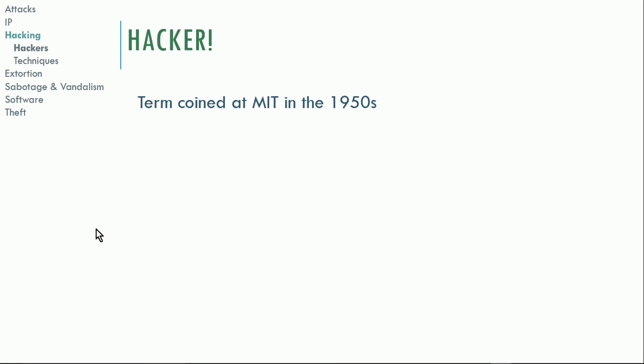Just to give you a little background, the term was coined at MIT in the 1950s, and it was used to describe somebody who had a lot of technical aptitude, who liked to tinker, who liked to experiment, who was especially good at figuring things out. That was what a hacker was. And if you think that it's a bad thing to be a hacker, I would disagree with you. If the definition of a hacker is the original definition from MIT in the 1950s, then I think all of us should strive to be a hacker.